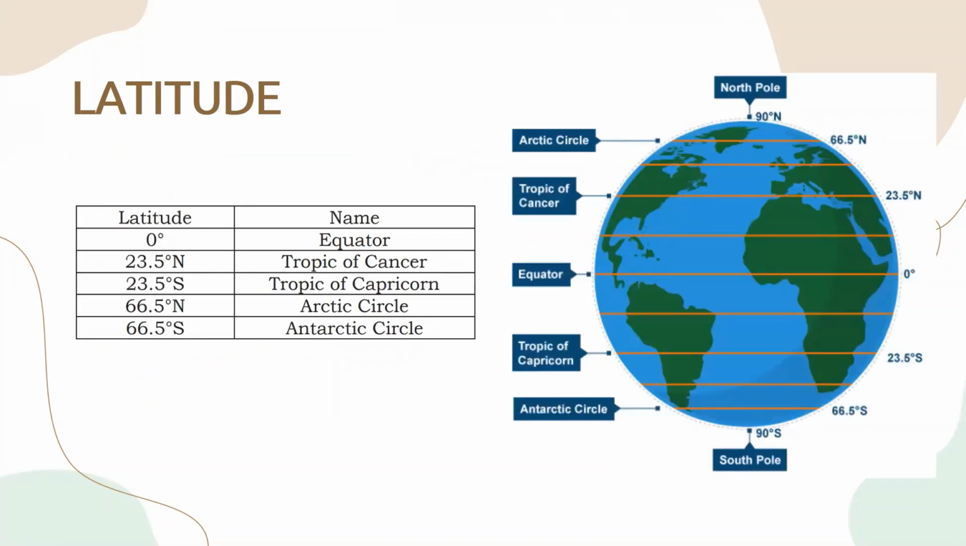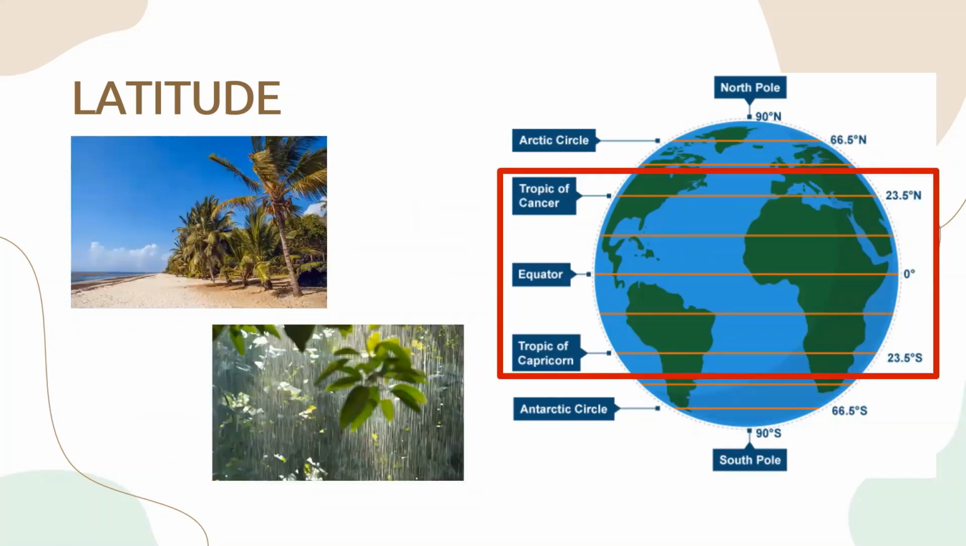5 lines of latitude have special names. They are listed in the table. The latitude values have been rounded off to the nearest half degree. Countries that are located in the Tropic of Cancer and Tropic of Capricorn experience a tropical climate where the annual average temperature is above 18 degrees Celsius.